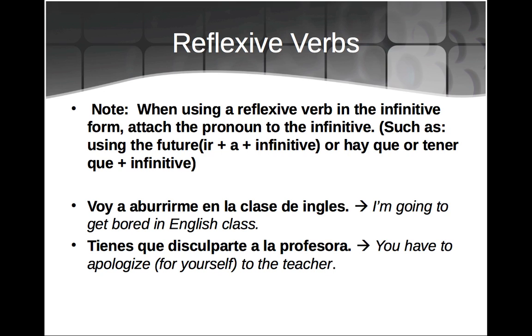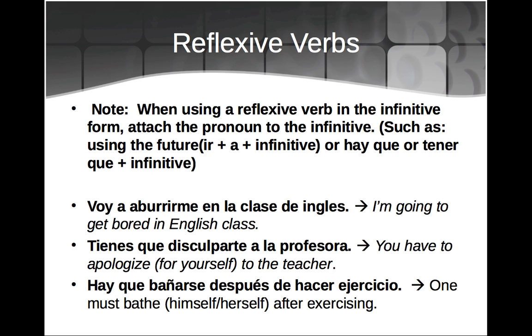Okay, but here, I'm going to get bored. So the main verb is going. That's the conjugated verb. Just like here, you have to is the conjugated verb, and we're saying to apologize, so it's not needed to be conjugated, so it stays on the end.